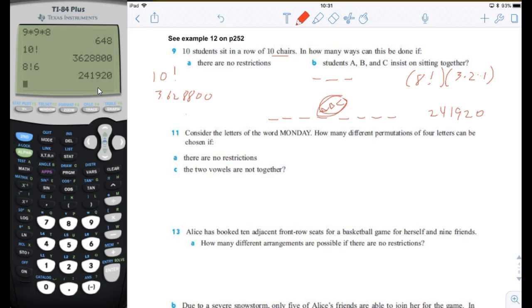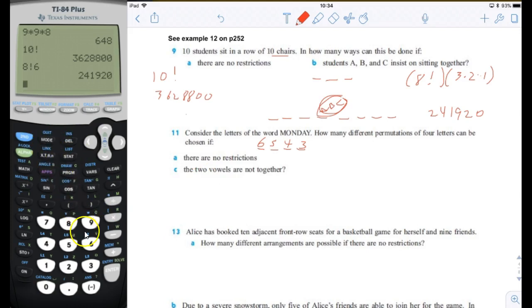Okay? All right. Number 11. Consider the letters of the word Monday. How many different permutations of 4 letters can be chosen if there are no restrictions? Okay, so basically Monday has 1, 2, 3, 4, 5, 6 letters. We're going to choose 4 of the letters to fill 4 slots in different orders. So that would be 6 choices for the first slot, 5 for the second, 4, then 3. So it would be 6 times 5 times 4 times 3.